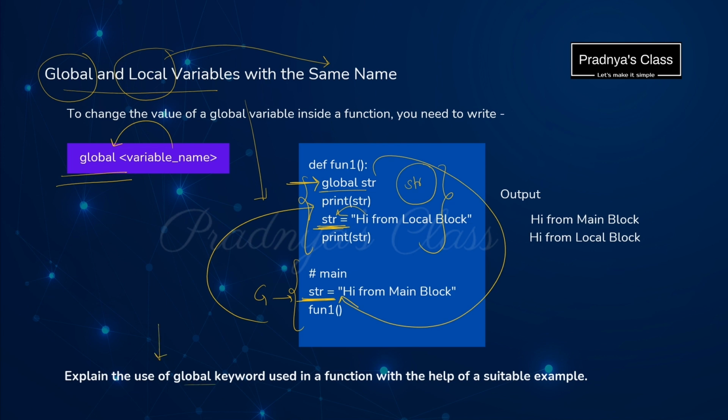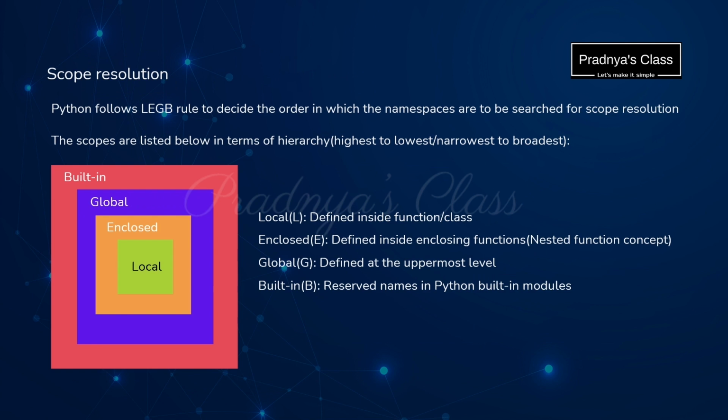You will be getting questions of this form. If there are variables with the same name, then how will the scope resolution work? So there is a rule. It is called the LEGB rule. Local variable will get priority, then the enclosed, after that global variables, and then the built-in variables. We know what local variables are, which are defined within the function. The E is for enclosed, which relates to the nested function concept.